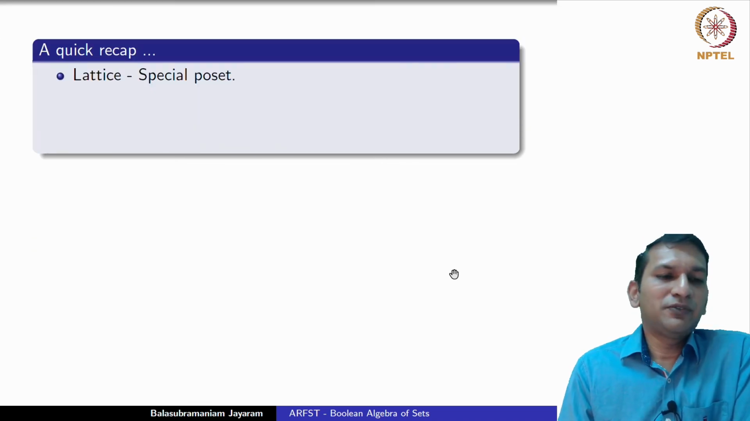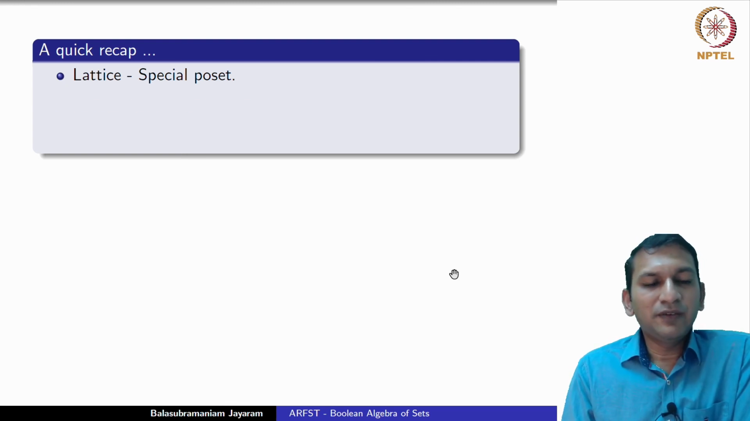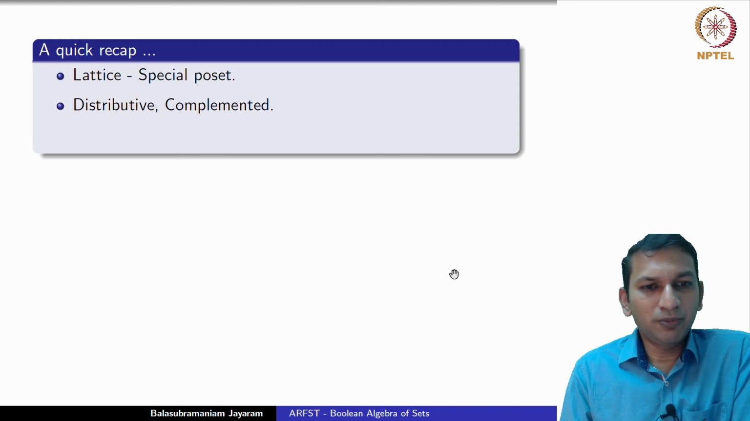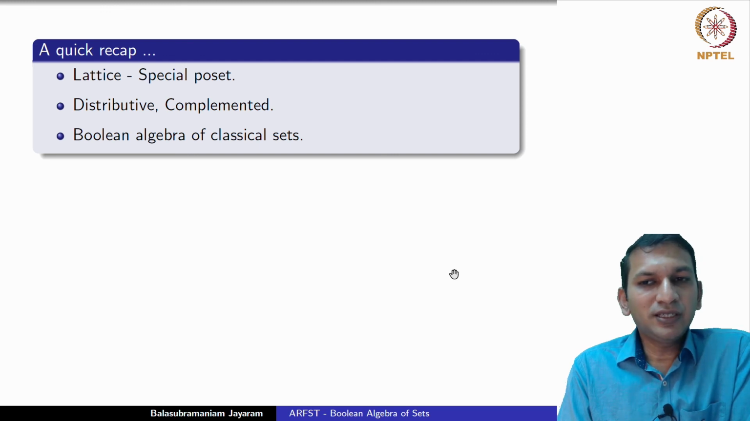A quick recap of this lecture. We have seen lattice itself as a special poset, but in this lecture we looked at it from an algebraic point of view, and we saw some special types of lattices, distributive and complemented, and we saw that they lead to a Boolean algebra, which is a complemented distributive lattice. And if you consider the set of subsets of the set X, they actually form a Boolean algebra, with the operations of intersection, union and the usual complementation with phi and X acting as the bounds.